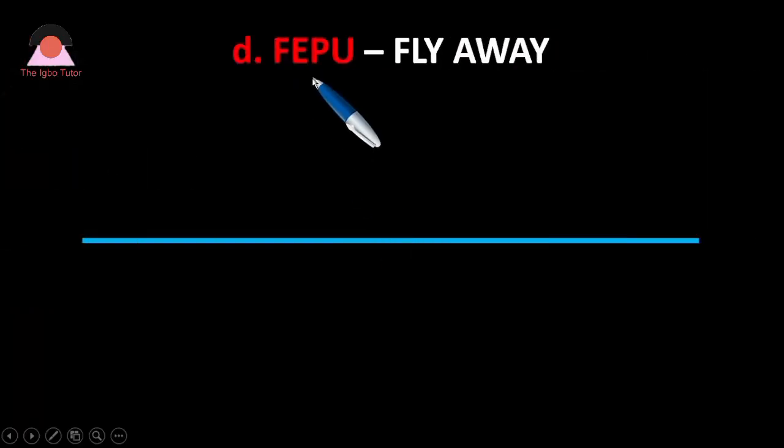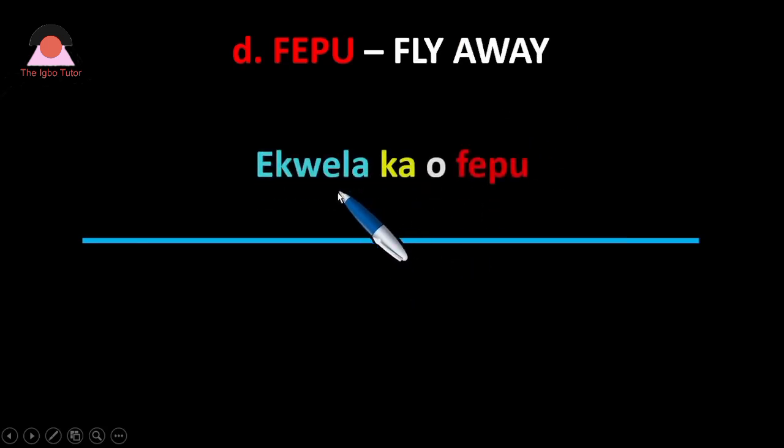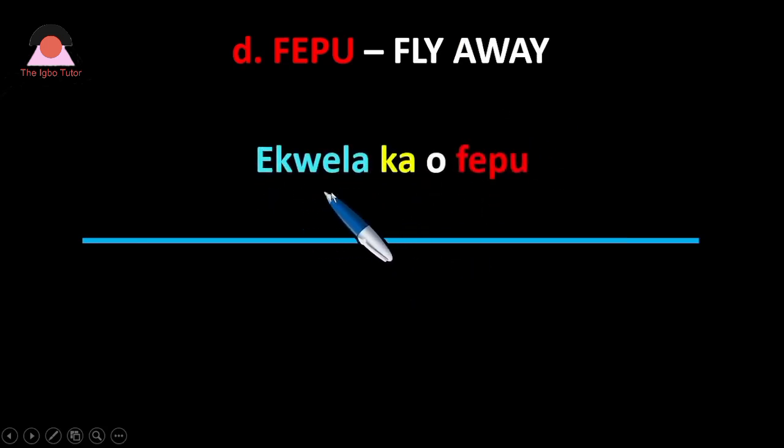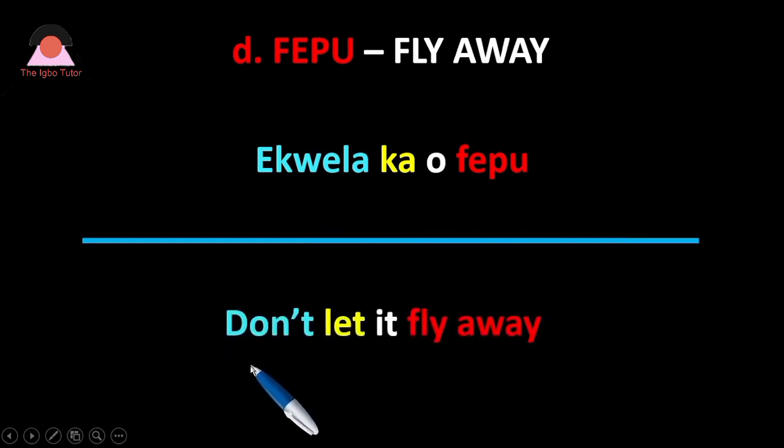Let's go on with this lesson. Let's go to D. Fepu. Fepu means fly away. A simple sentence now: Ekwela ka o fepu. Some will prefer to use N here to sound ekwena, especially if you're from Anambra State in Nigeria. Ekwena ka o fepu. But here, centrally, we use ekwela ka o fepu. What does this mean? Don't let it fly away.